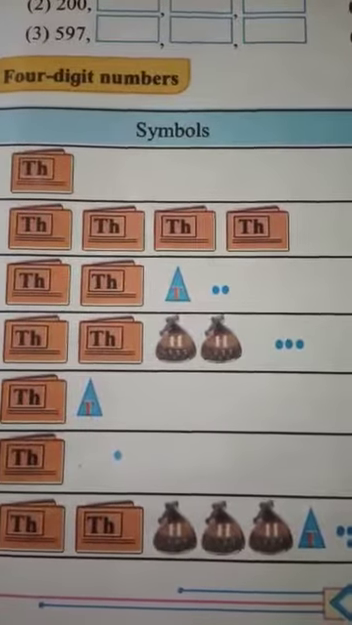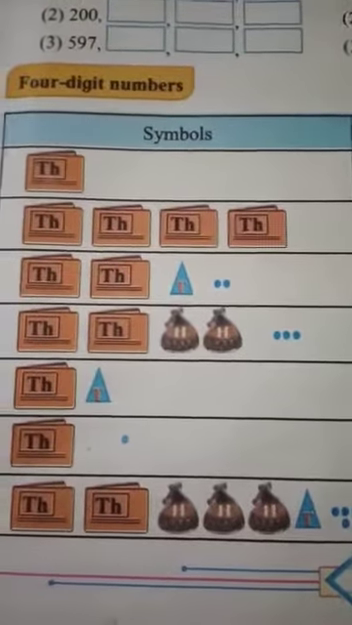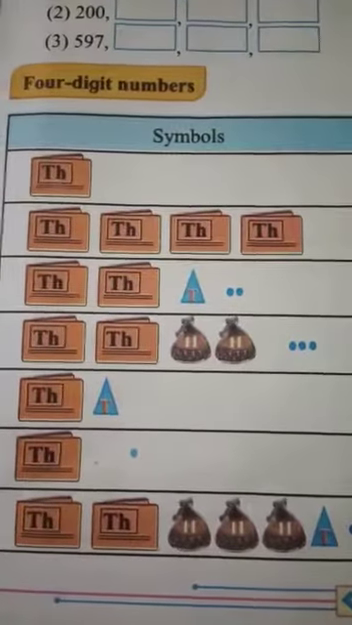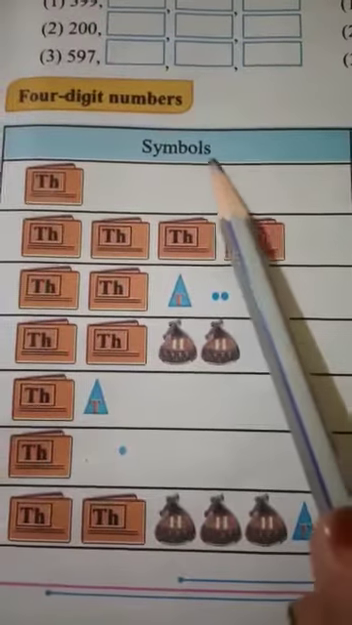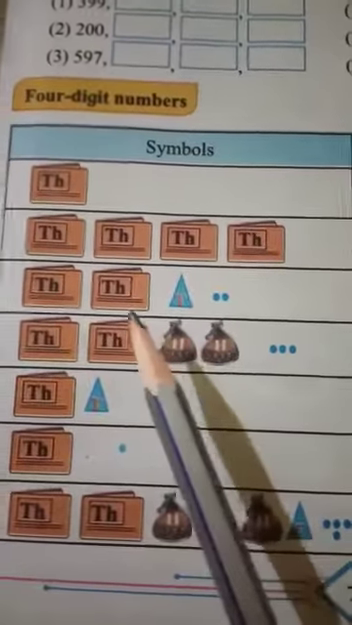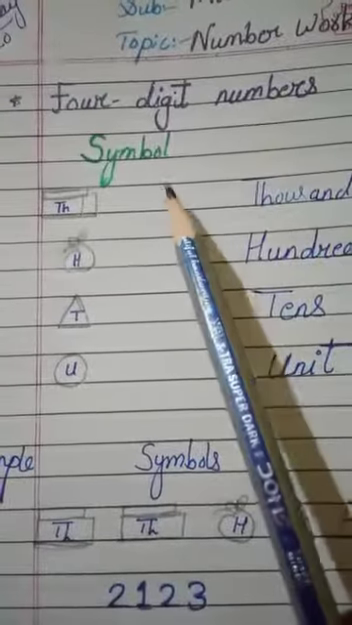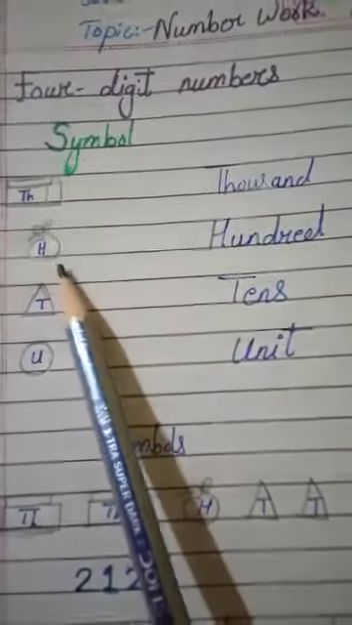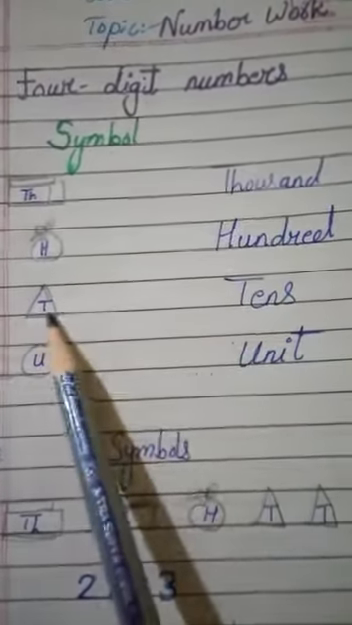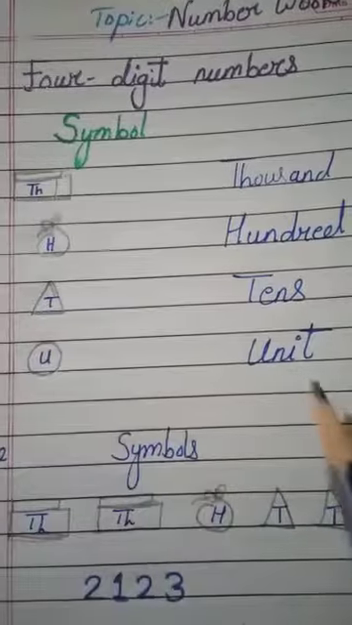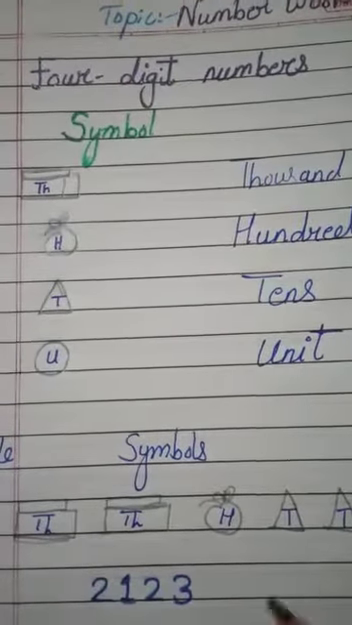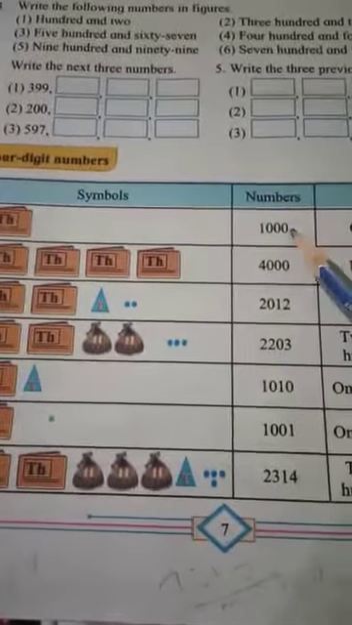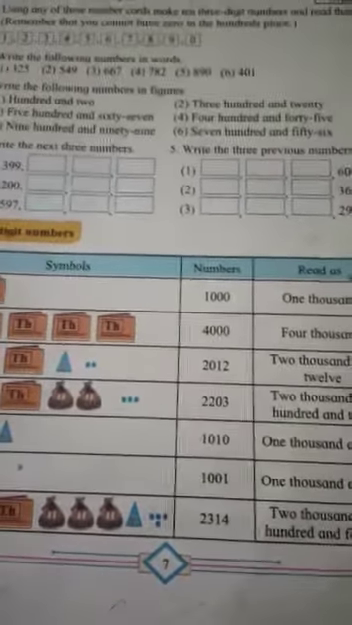Let me explain first. See here, have a look. You are able to see? Okay, see, these are symbols. 4-digit number symbols. TH is the symbol of 1000. H is 100, T is tens, and U is unit. These all are symbols. Have a look: symbols, numbers and read as.